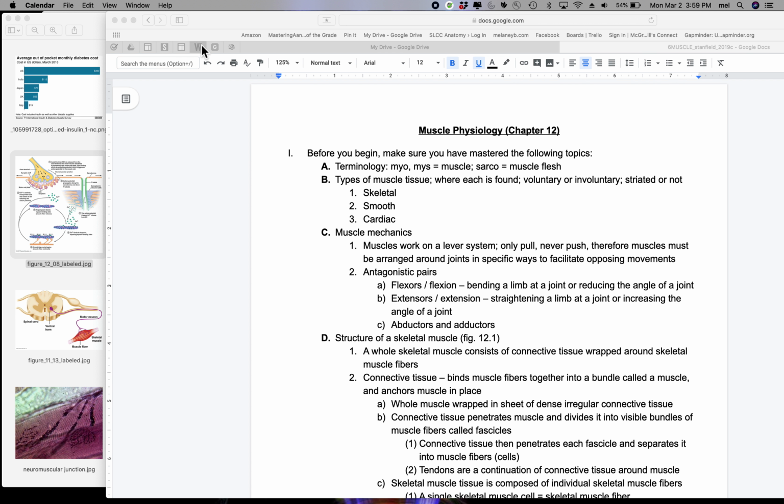Test two will cover endocrine, which you've been working on for ages, and muscle physiology. Muscle physiology is not super hard as long as you remember the anatomy, which is what I'm going to try to do for you guys right now.